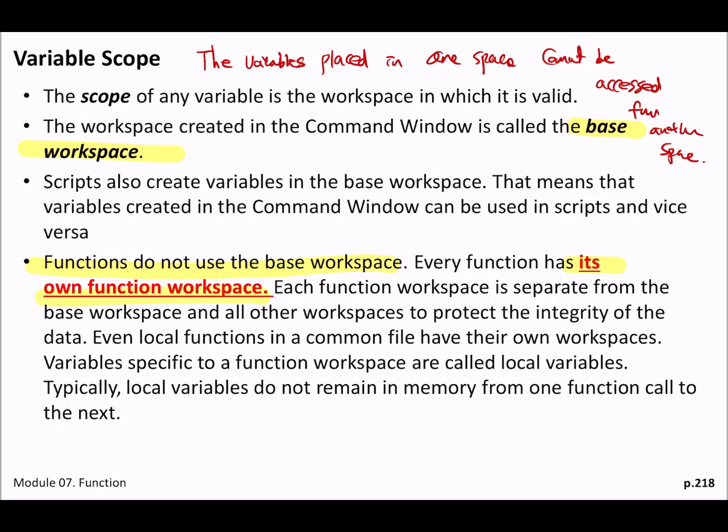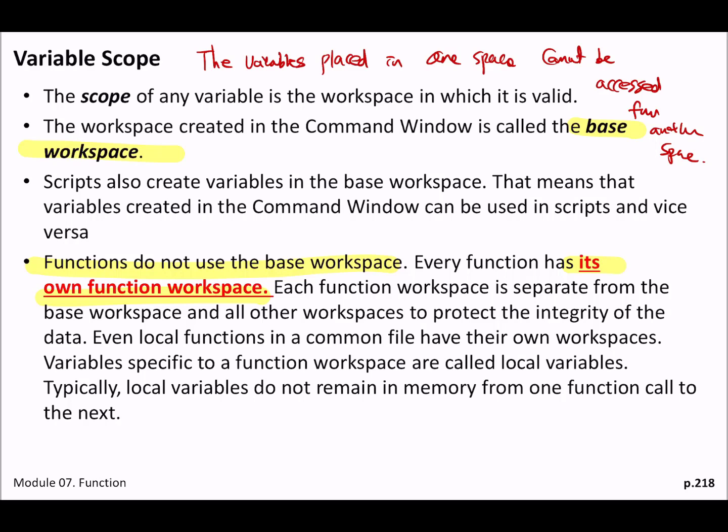Can you get this point? That's why we can use different variables. No matter what variable is defined in your function space, that does not affect the base workspace in your script. The function only provides output values, and then this output value is assigned to the variable that you place on the left-hand side of the function statement in your script. Okay, does it make sense?